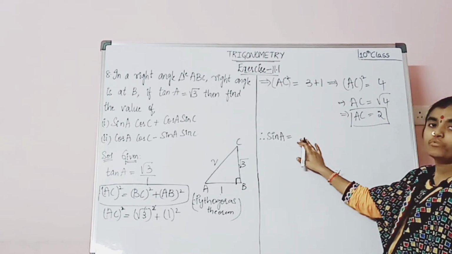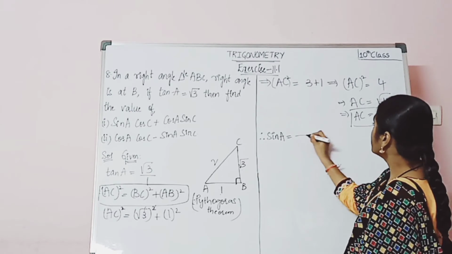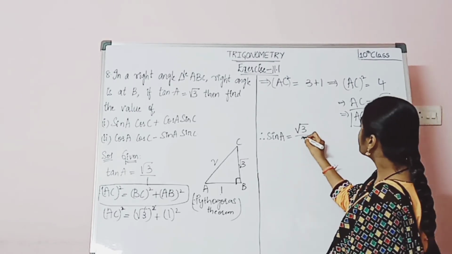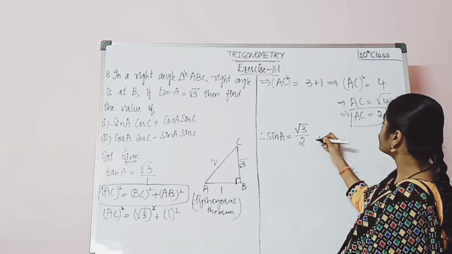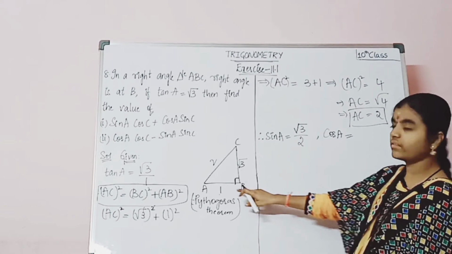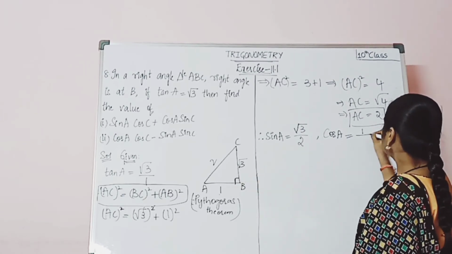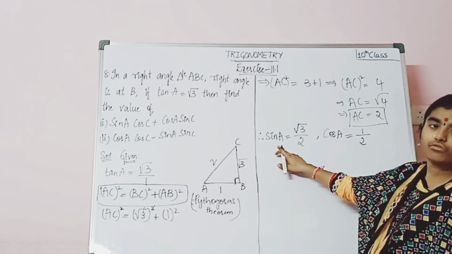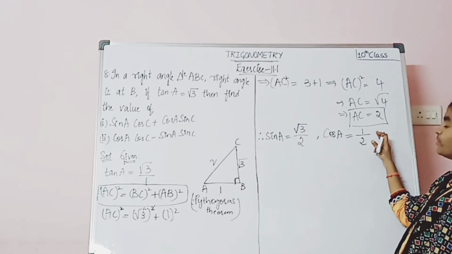Therefore, sin A, opposite side by hypotenuse. So what is opposite side here? Root 3. What is hypotenuse? 2. Root 3 by 2. Sin A equals root 3 by 2. Cos A, adjacent side by hypotenuse. What is adjacent side here? 1. What is hypotenuse? 2. 1 by 2. So sin A equals root 3 by 2, cos A equals 1 by 2.